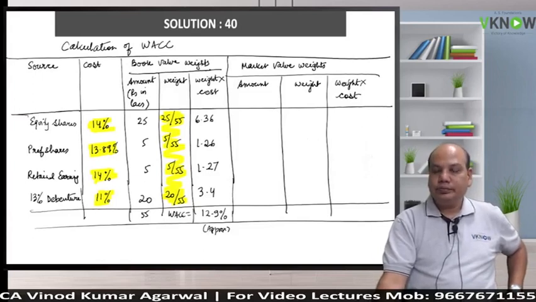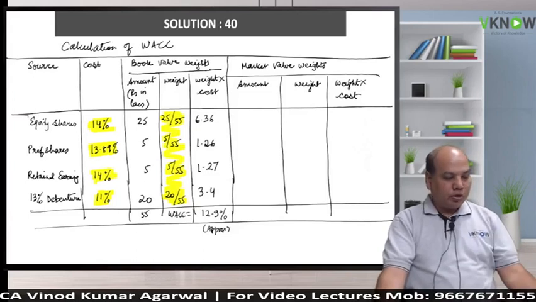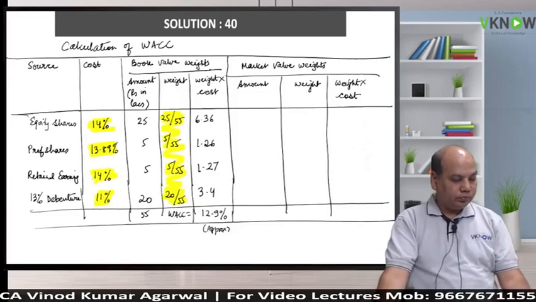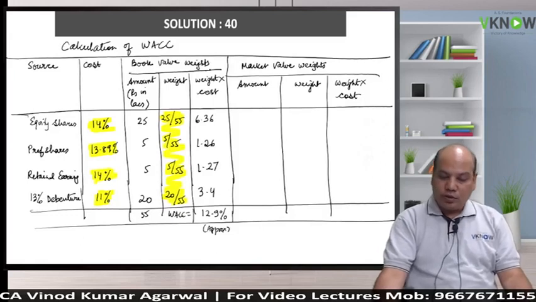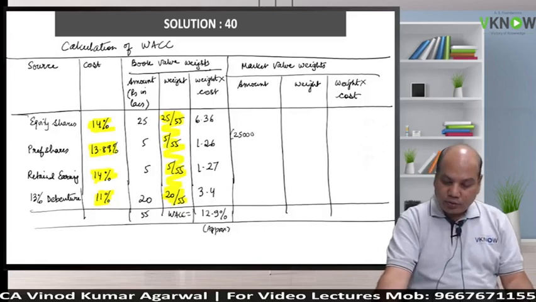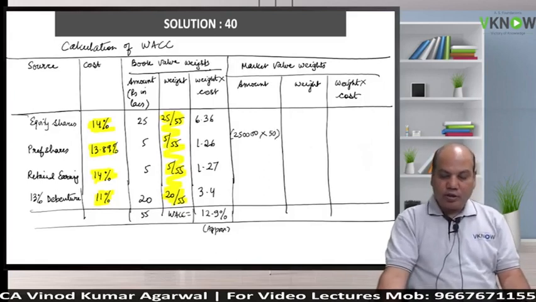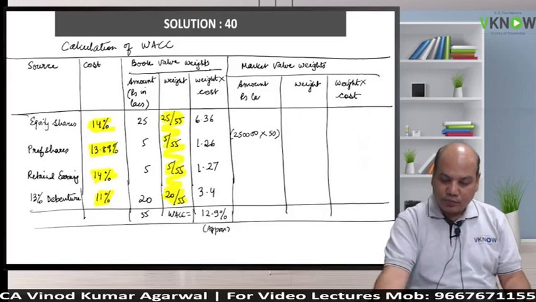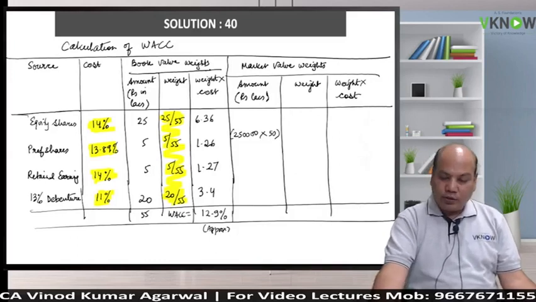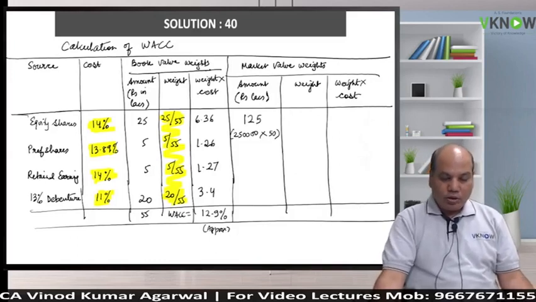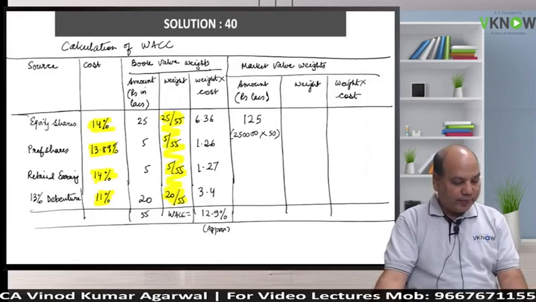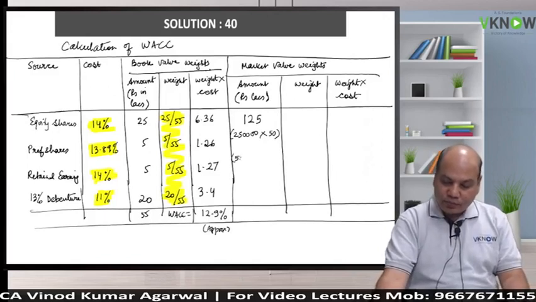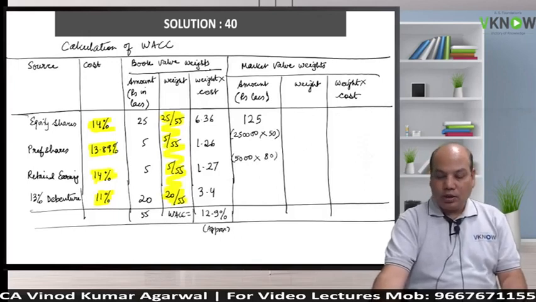Any query? Now what about the market value? How many equity shares are there? There are 2,50,000 equity shares. And what is the price per share? 50. So multiply and answer in rupees in lakhs. So is it 125? How many preference shares are there? 5,000 into price 80, rupees in lakhs, 4 lakhs.